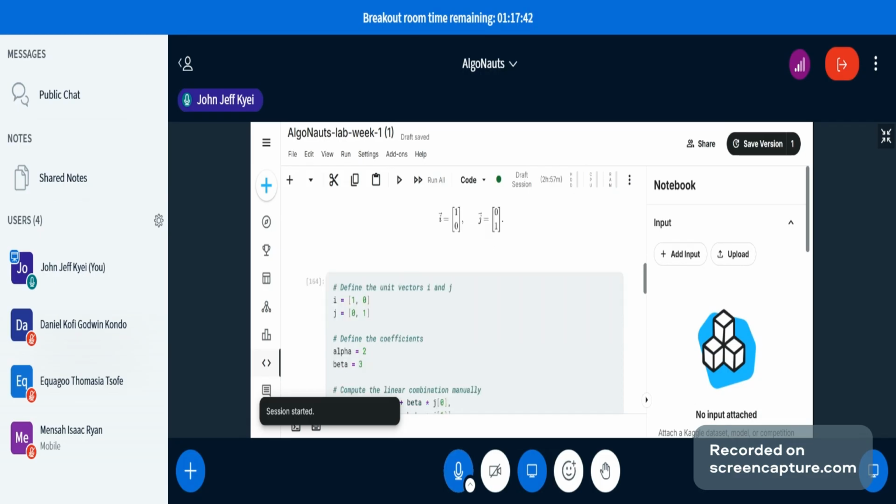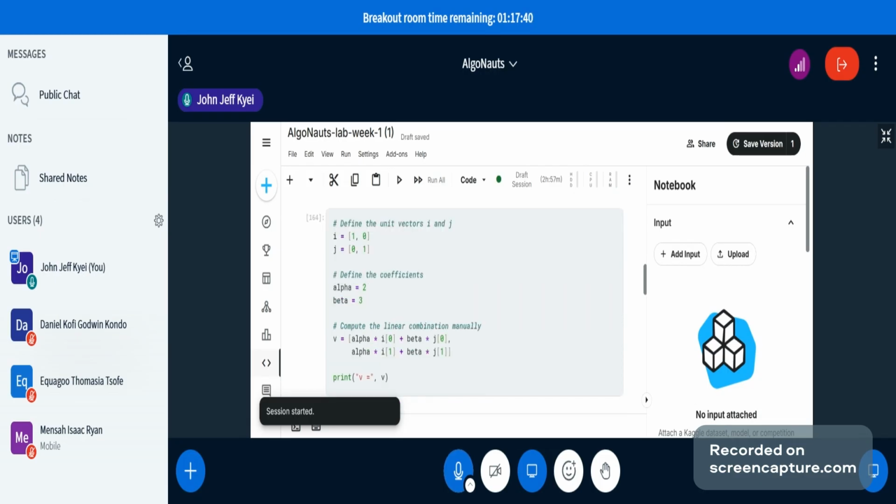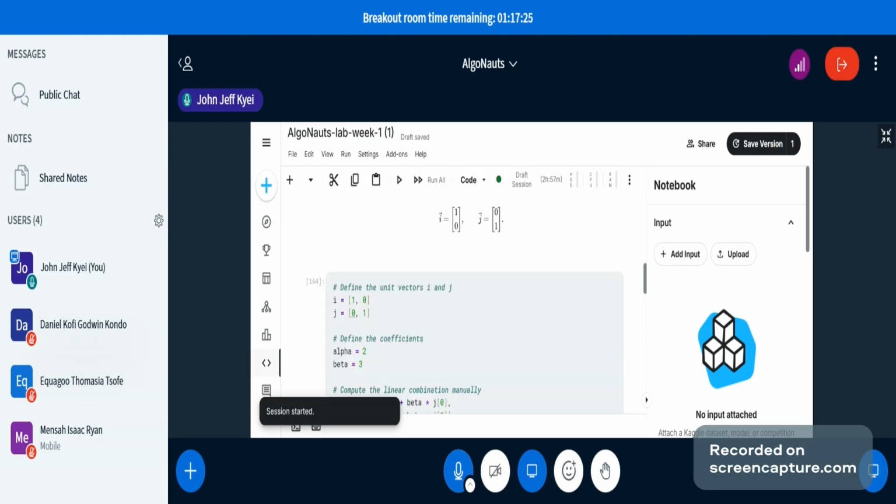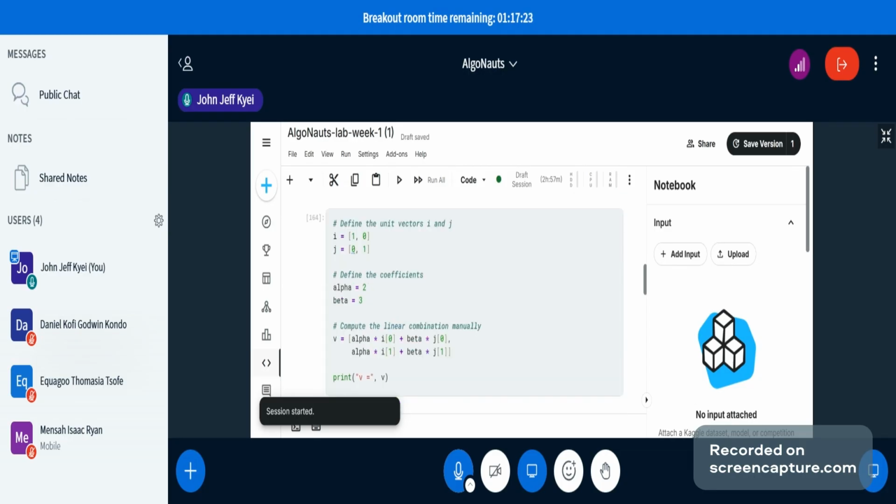So let's do that over here. We first define our vectors: vector i is 1 and 0, and vector j is 0 and 1. That's what we do over here. We define our vectors, and then we determine the coefficients or constants that we'll be using. So alpha is 2, beta is 3.